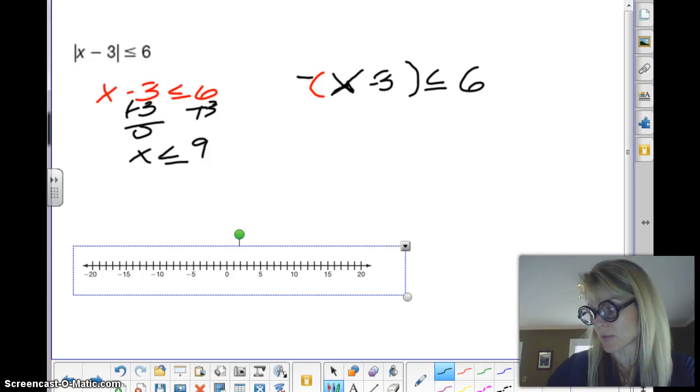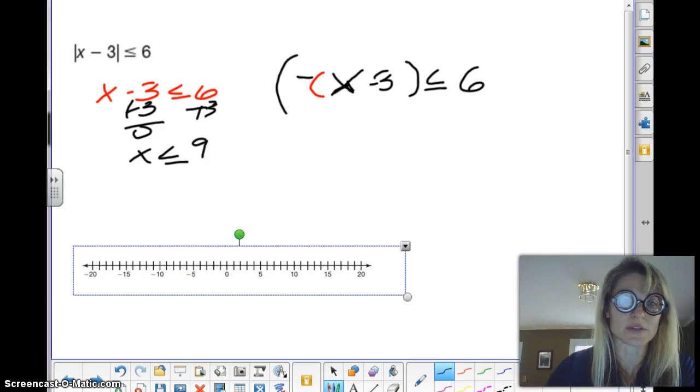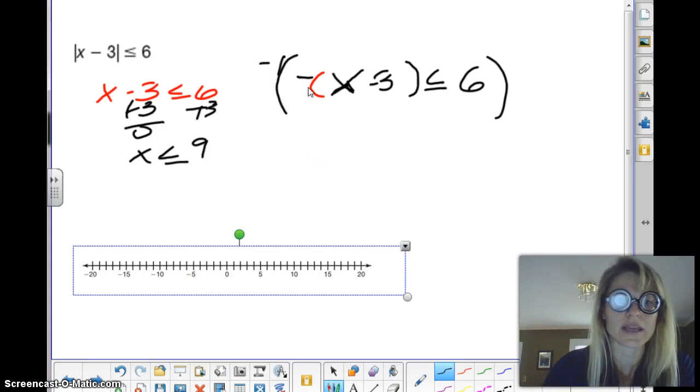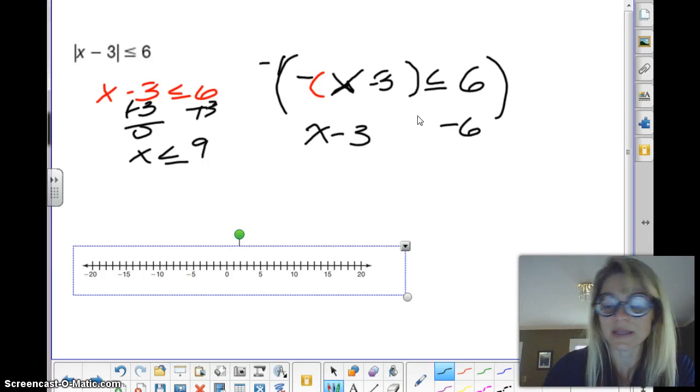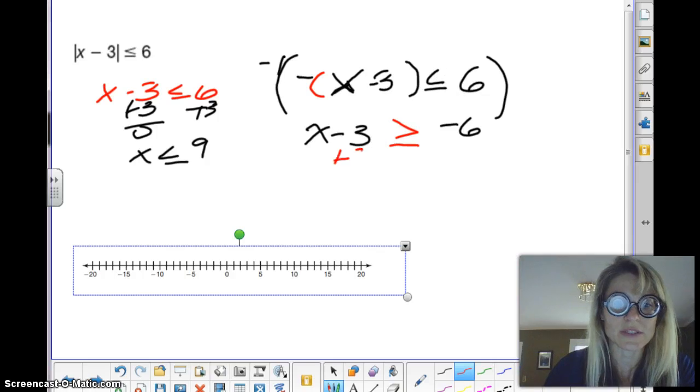Now here, we need to get rid of that negative, right? So we've got to multiply by a negative, or you can even say negative 1 if you like that better. So negative negative makes this x minus 3. Negative times 6 equals negative 6. Now here's the important part. What happens to this sign when you multiply by a negative? It switches. A lot of you guys missed that the other day on your ticket out the door. So when we multiply this through, we have to make sure that we remember to switch the sign. Then we're just going to add the 3, and this will give me x is greater than or equal to negative 3.